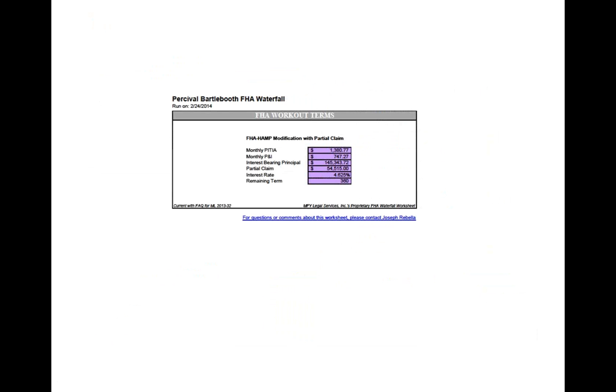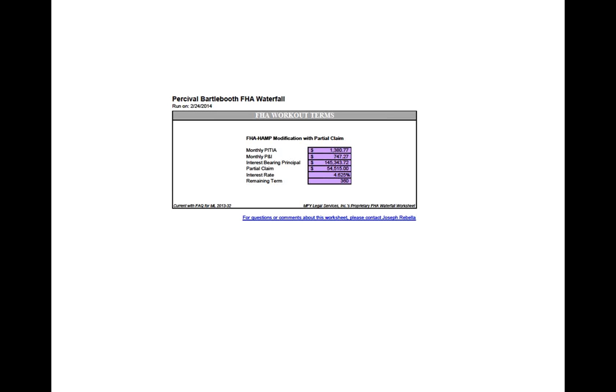So then the last tab of the worksheet provides sort of what the final outcome is. So here, the borrower is getting an FHA HAMP modification with a partial claim. Their monthly principal, interest, taxes, insurance is $1,380.77, of which $747.27 goes to principal and interest. All the rest is taxes, insurance, FHA insurance.